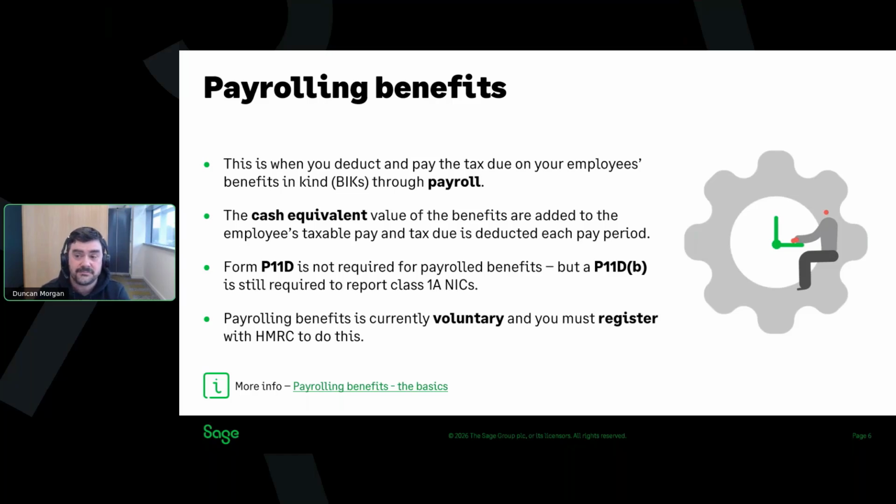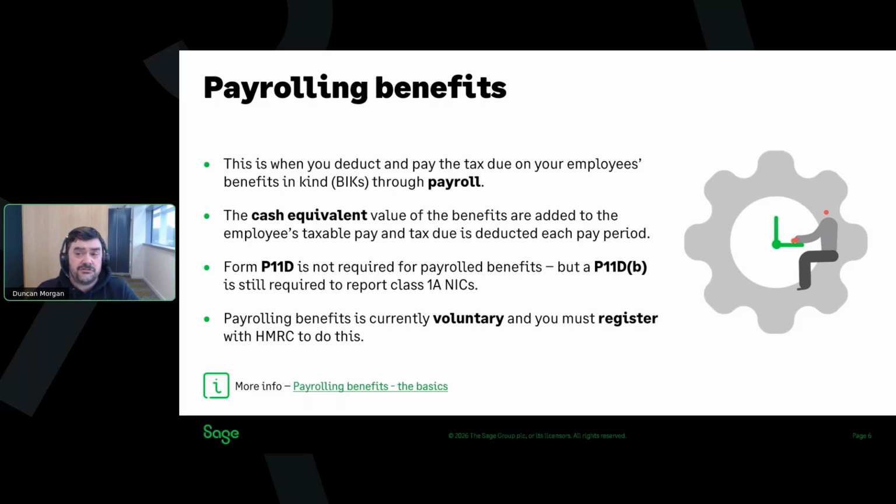If you have opted to payroll your benefits, the form P11D is not required for those payrolled benefits, but currently under the voluntary arrangements, which remain in force right up to the 5th of April 2027, you would need to still report a P11D-B. That's the return of your Class 1A national insurance contributions after the end of the tax year. So the key message here is that payrolling benefits is still currently voluntary and will be voluntary until April 2027. Another key point is that you must register with HMRC in order to payroll your benefits.